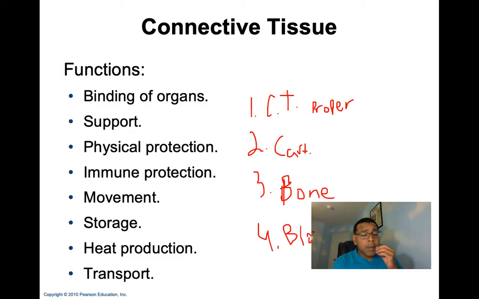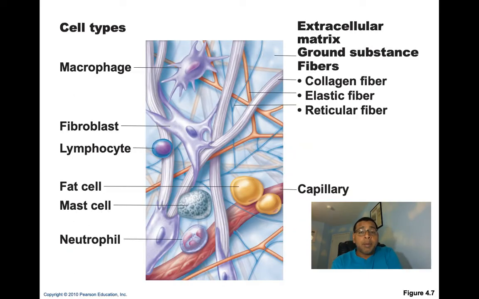This extracellular matrix is made up of ground substance and fibers. Here we'll go through and check all that out. So when we talk about the structural elements of connective tissue, first we'll see ground substance, and then connective tissue fibers.